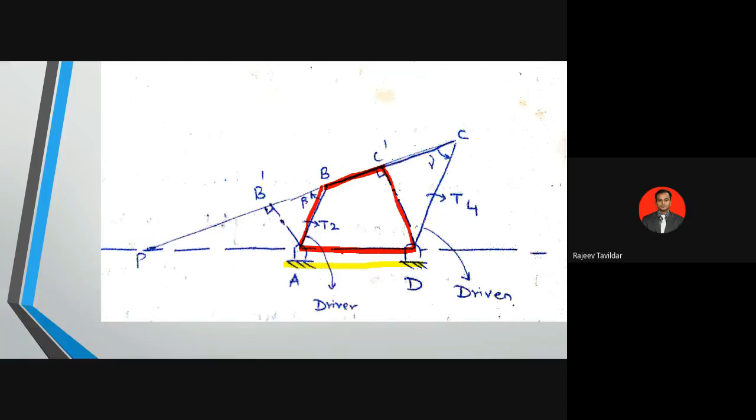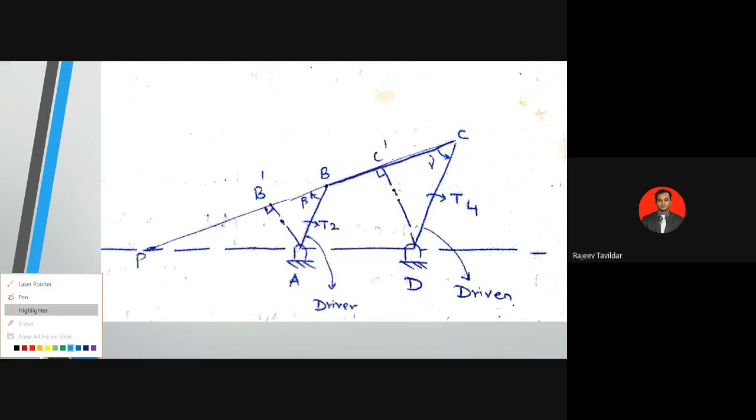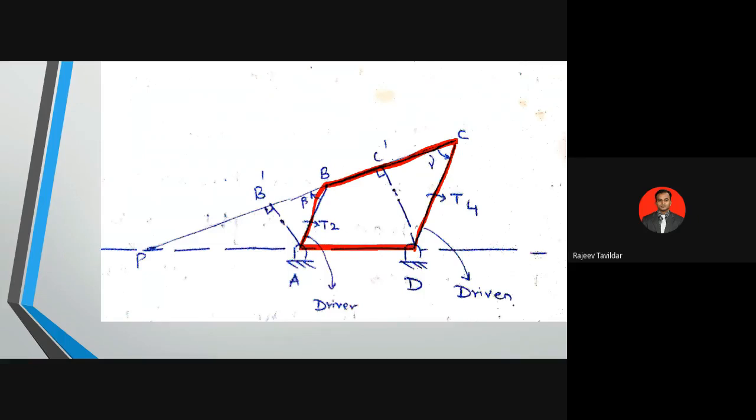That is A, B. I'm sorry, I just made a mistake. It's A, B, and B to C. Then again, we have this C to D, and AD is a link which is fixed. Okay, so this is the mechanism which we are concerned with now.